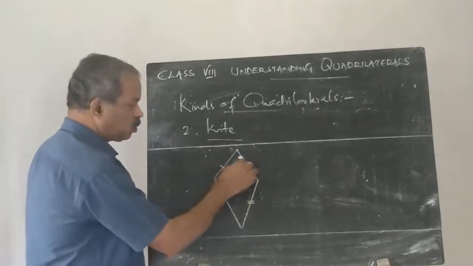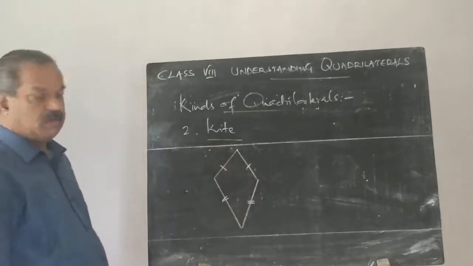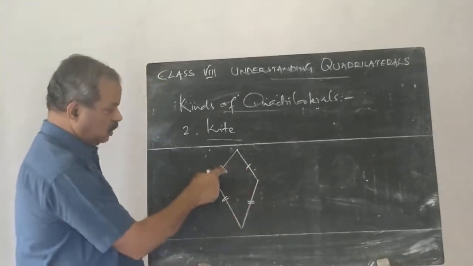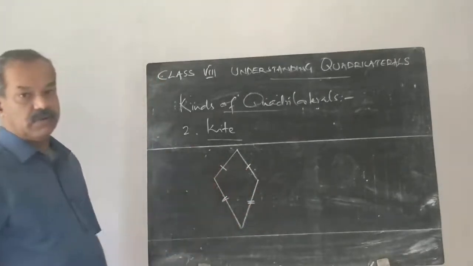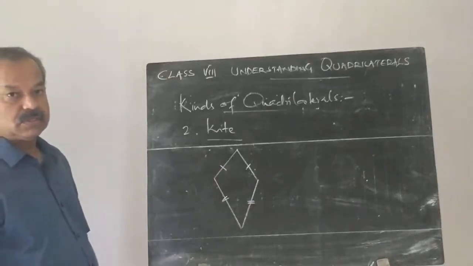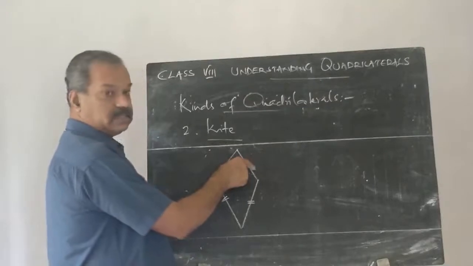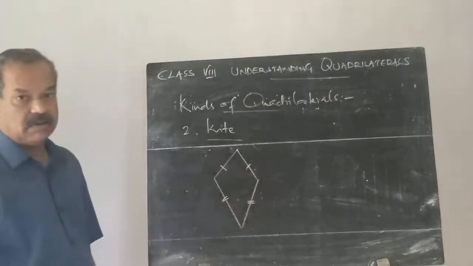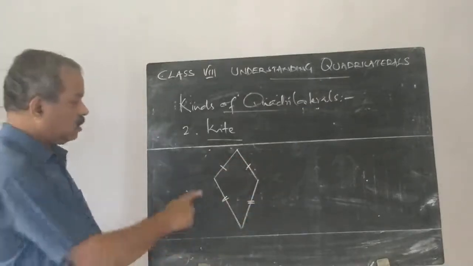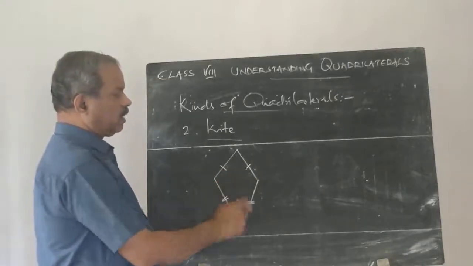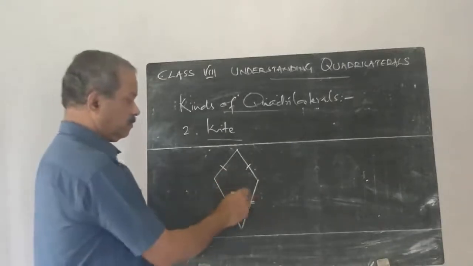See, these two adjacent sides are equal. These two adjacent sides are equal. But these two adjacent sides are not equal. So, two pairs of adjacent sides are equal. But not in this way. So such a quadrilateral is called a kite. This is a kite.